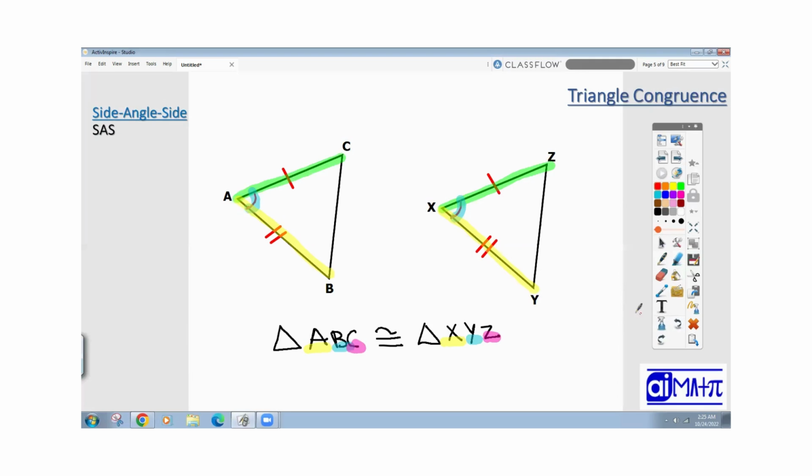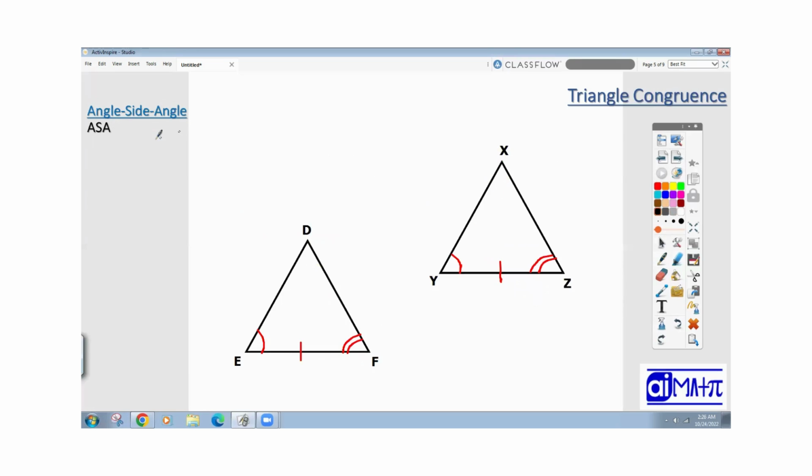Take this and bring that statement of congruence back so you know what that looks like. So triangle ABC is congruent to triangle XYZ, and the reason would be because of side angle side. The next way we would prove a triangle congruent is because of angle side angle.